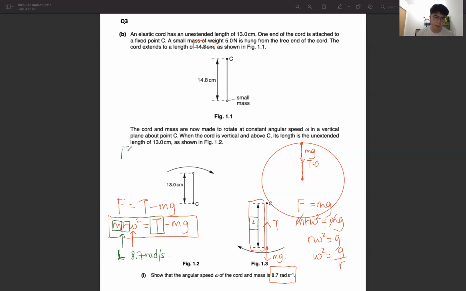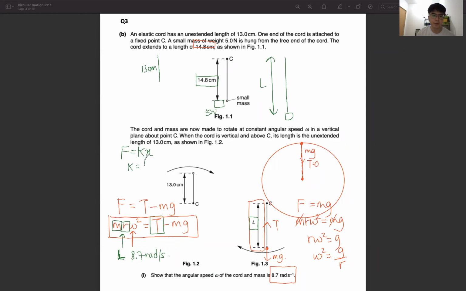From Hooke's law, F equals kx. First, you have to find what k is. That is why they give you the lengths here. Before you put the load, it is 13 cm. After you put the load of 5 Newton, it is 14.8 cm. And then when you spin it at the bottom, it is much longer, L. We want to find this. So from the first two, we get the spring constant first.